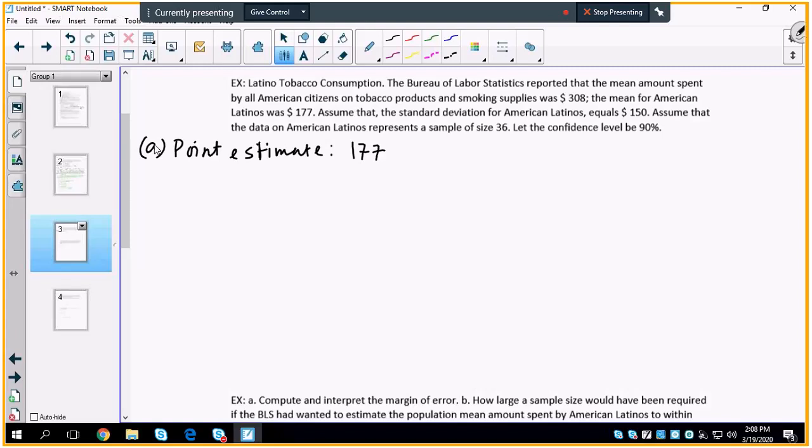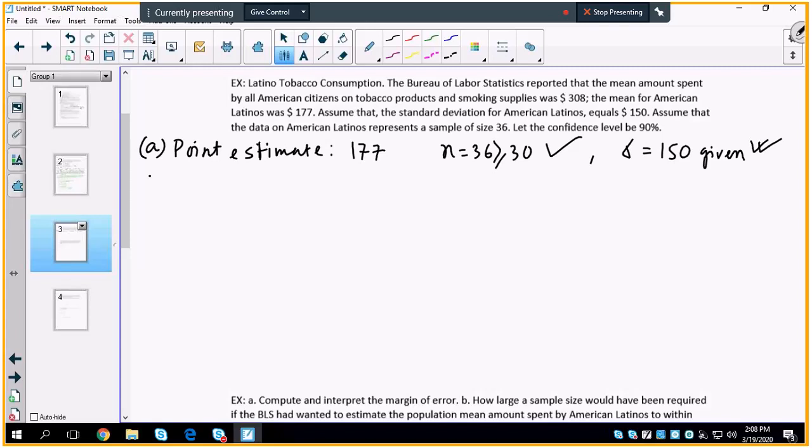Now see, the sample size being 36 is greater than or equal to 30, so that checks out. Population standard deviation is given to you, and that's 150. So we're good in both of them. It is given, so I will use the Z confidence interval.